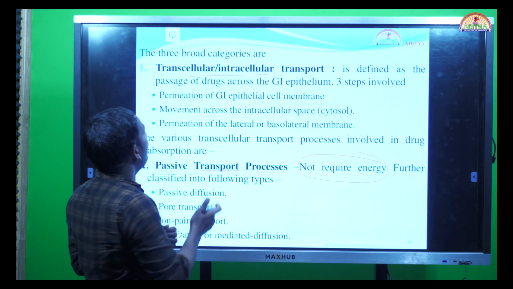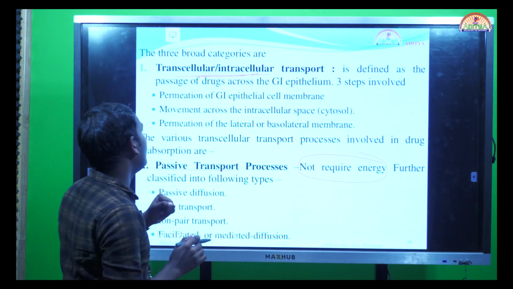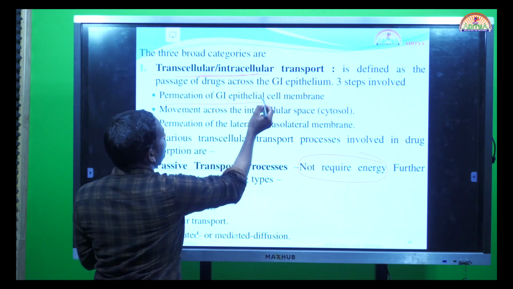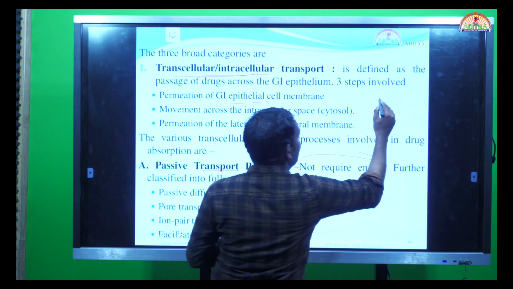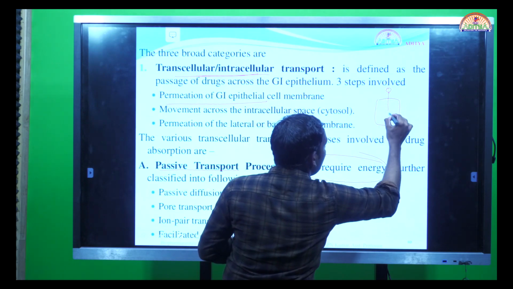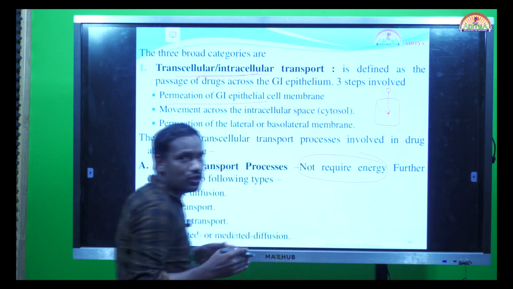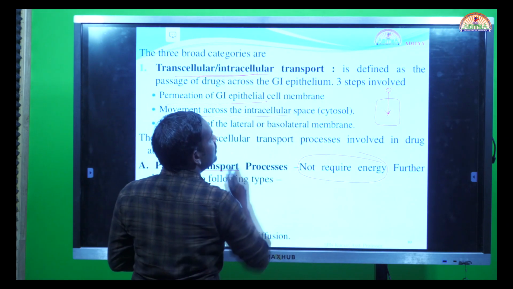So how does this transcellular or intracellular transport occur? There are three steps involved. First is permeation of the drug into the GI epithelial cell membrane. So there is your cell, there is your drug molecule, it is going to permeate into the cell membrane and pass through the cell membrane. Next is movement across the intracellular space.